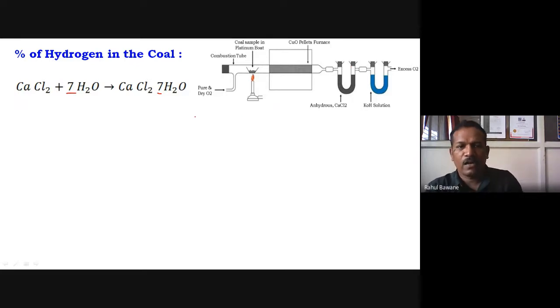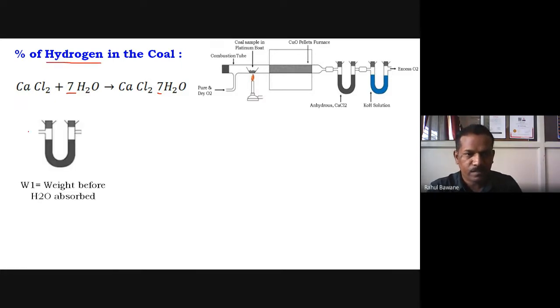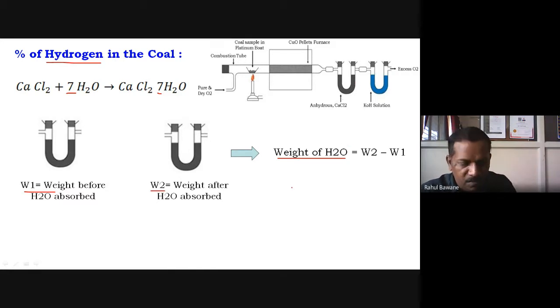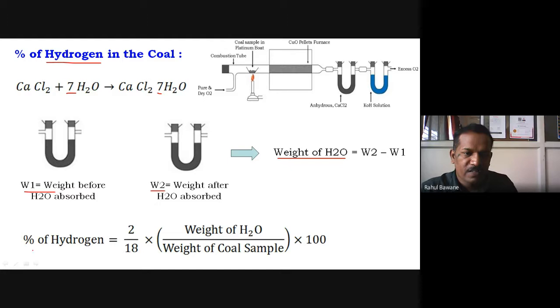Now we know H2O, but we are interested in finding hydrogen, H2. So before experimentation, we will measure the weight of this U-tube. Suppose that is W1. After all H2O gets absorbed, again we weigh at the end of our experiment. So there will be a rise in weight, and with the help of the weight difference, we come to know the weight of H2O actually absorbed. Now from this, we find the percentage of hydrogen.